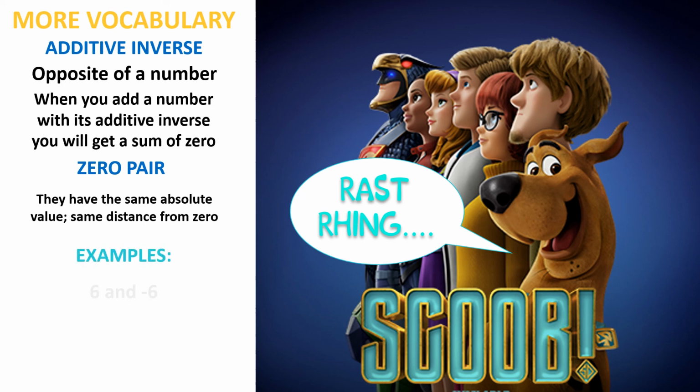Here are some examples. 6 and -6. They are opposites, so -6 is the additive inverse of 6. If you added those two numbers together, you would get 0. 15 and -15. They have the same absolute value. They both have the absolute value of 15. And when you add them together, you get 0. So those are additive inverses, as well as 23 and -23.